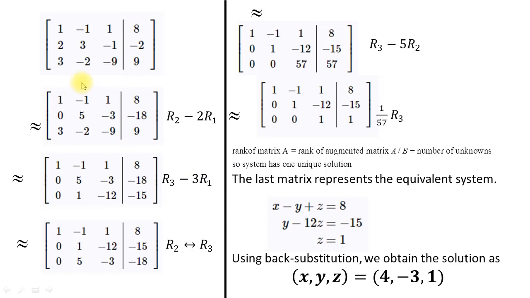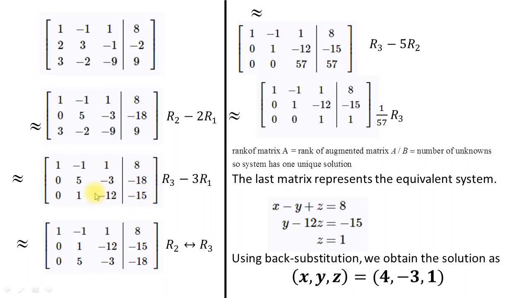Now subtract 3 times R1 from R3. 3 times 1 is 3, 3 minus 3 is 0. 3 times minus 1 is minus 3, minus 2 plus 3 is equal to 1. And 3 times 1 is 3, minus 9 minus 3 is minus 12. And 3 times 8 is 24. 9 minus 24 is equal to minus 15.